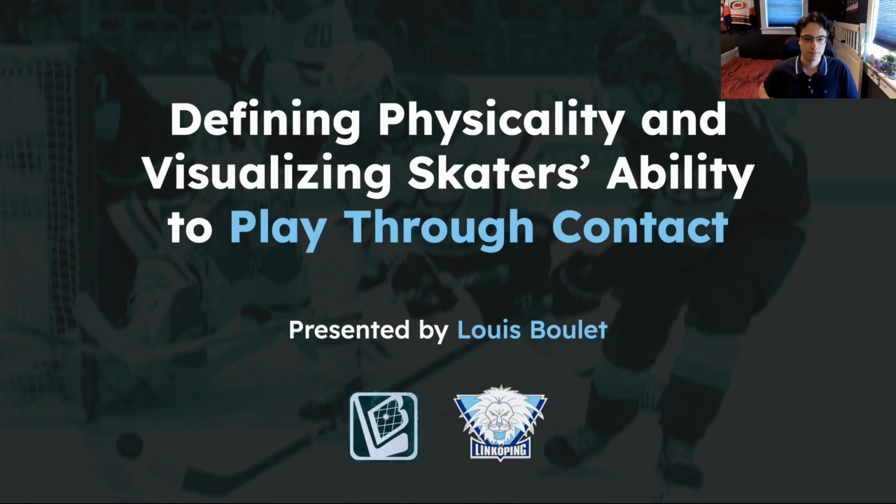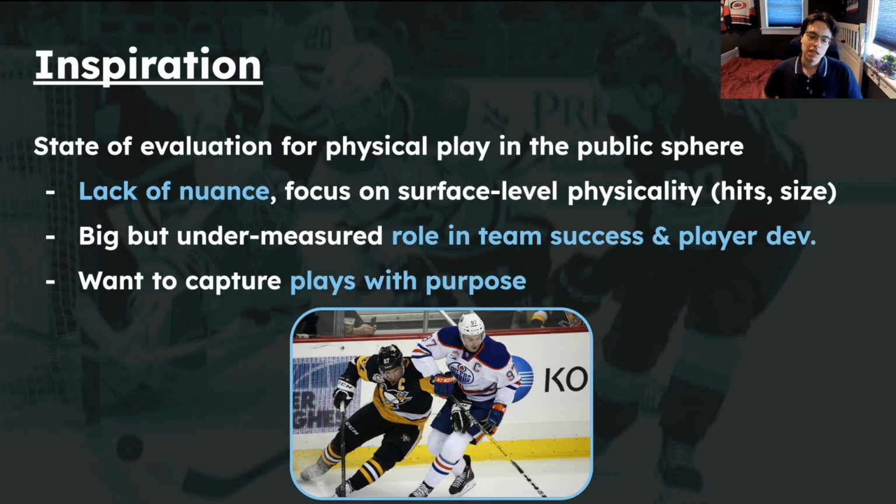I'm super excited to be able to present to you all my work on defining physicality in the modern NHL and how we can use it to visualize skaters' ability to play through contact. The initial inspiration for this came from being pretty underwhelmed in the public sphere evaluation of physical play. I felt like there was a general lack of nuance in most of the discourse, and a lot of the focus was just on the surface level, so hits being thrown, player size, etc. When in reality, meaningful physicality has a huge role in both team success and player development.